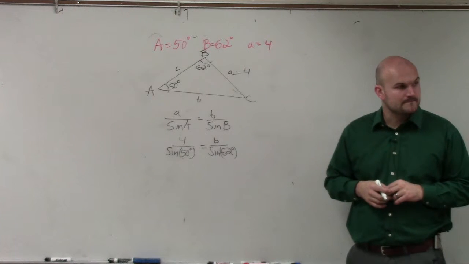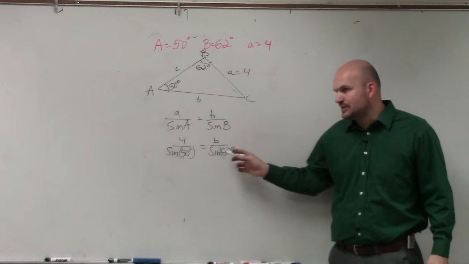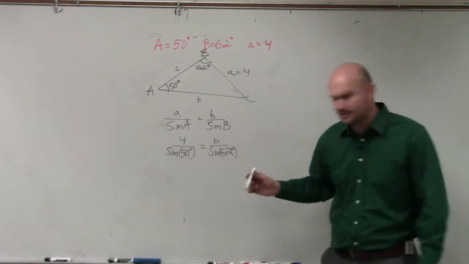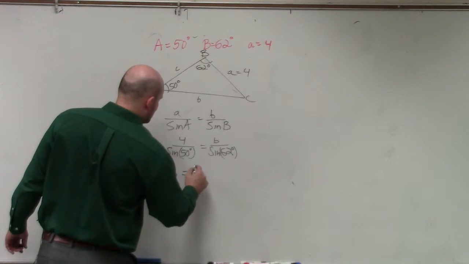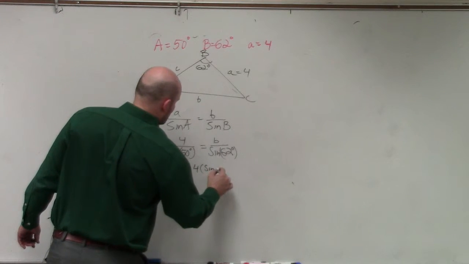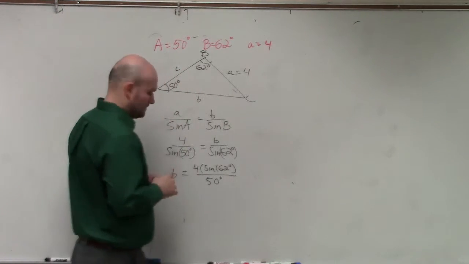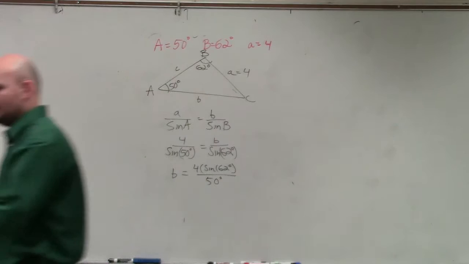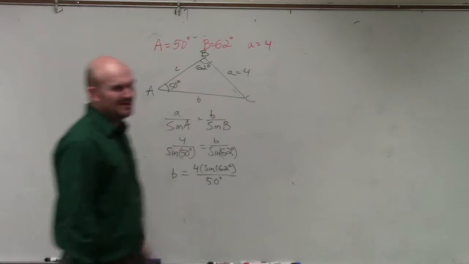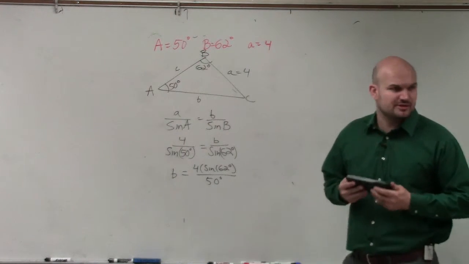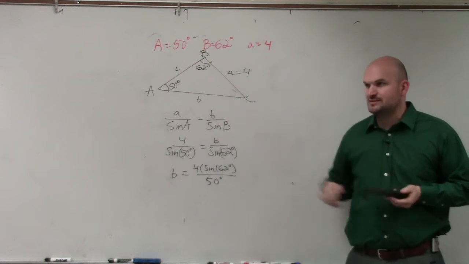Now, obviously, to solve for b you could apply cross multiplication. In reality, you just need to get rid of the sine of 62 in the denominator. So when you multiply out and simplify, you get b equals 4 times the sine of 62 degrees divided by the sine of 50 degrees. Is everybody OK with how I got this? I'm just not showing my steps, like I told you at the beginning of class. I just multiplied by the sine of 62 on both sides.